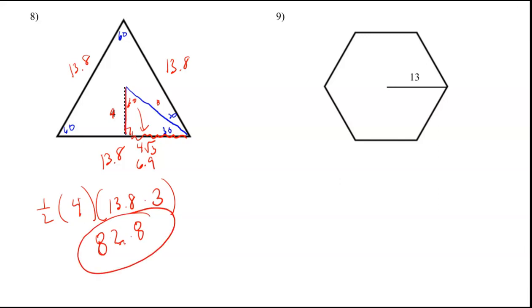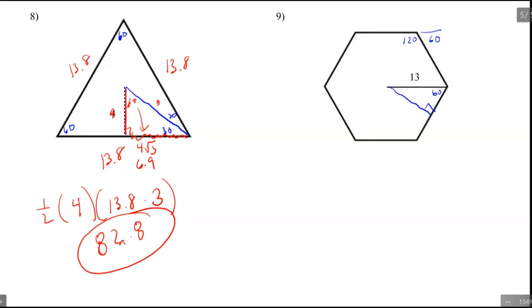And finally, number 9. I know this one's a bit long. This one looks like it's going to be kind of nasty because we have a radius here. We're missing our apothem and we're missing our side length. Now the nice thing is this is a hexagon. We've already figured out that in a hexagon it's 60 and 120. So that's nice for me because when I draw my apothem in right over here, I know that this angle is going to be 60.